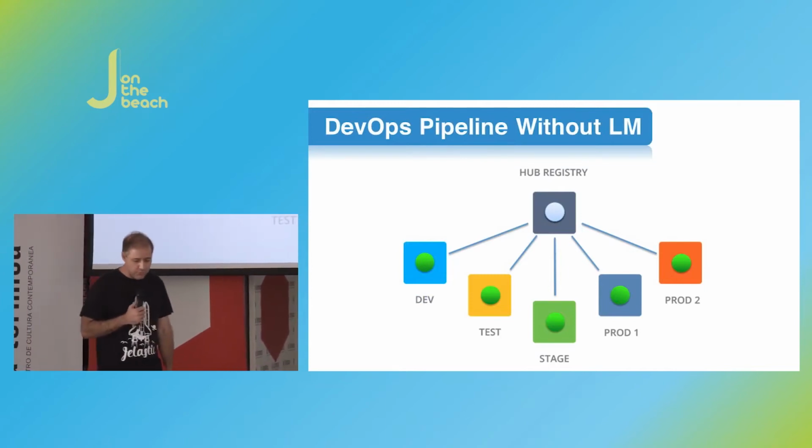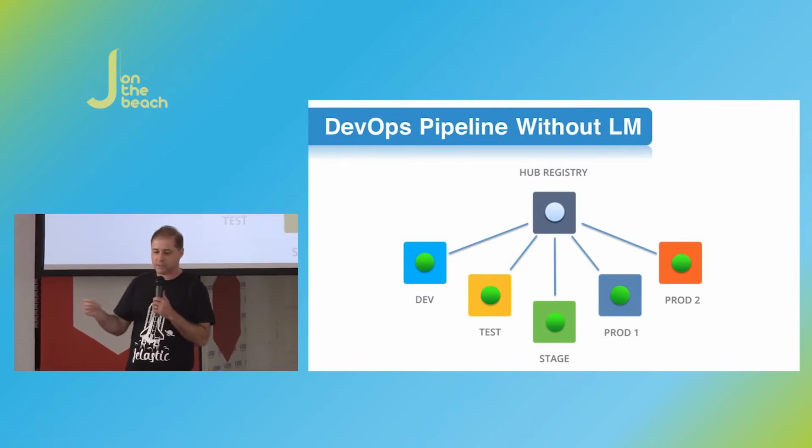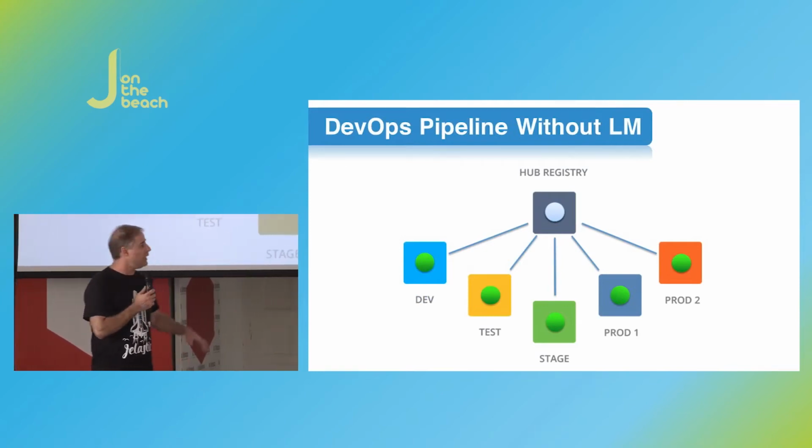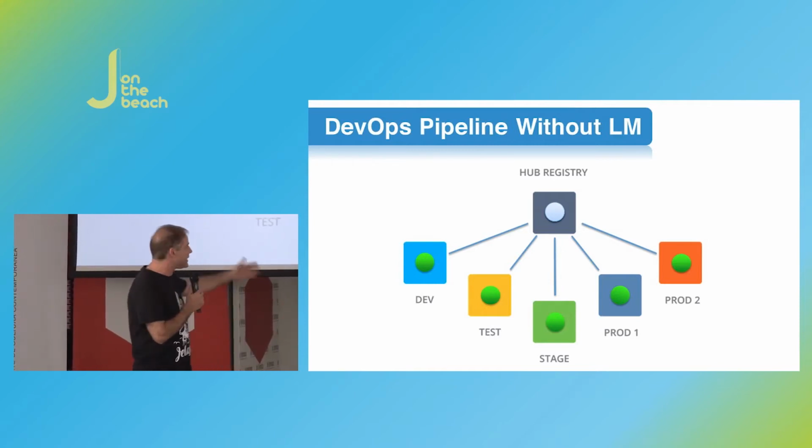Right, and what would you do if we had this thing? If we could just migrate things, then the whole DevOps pipeline would change. So that's how we do it today, right?